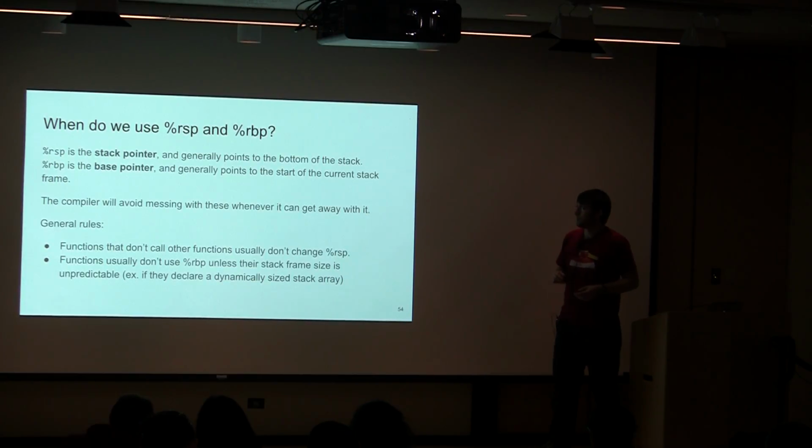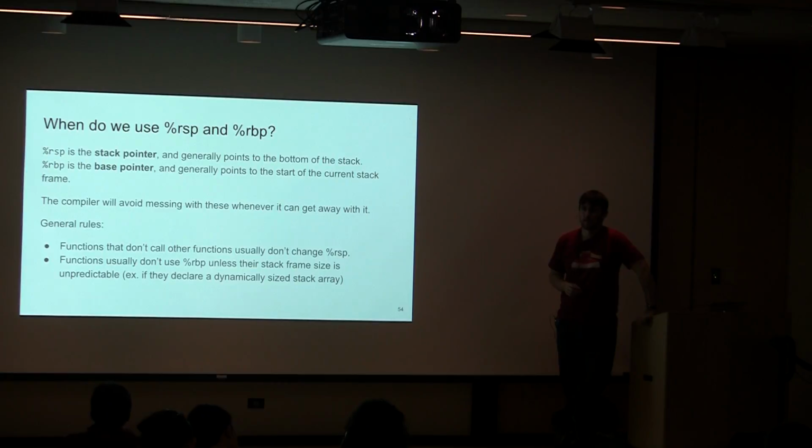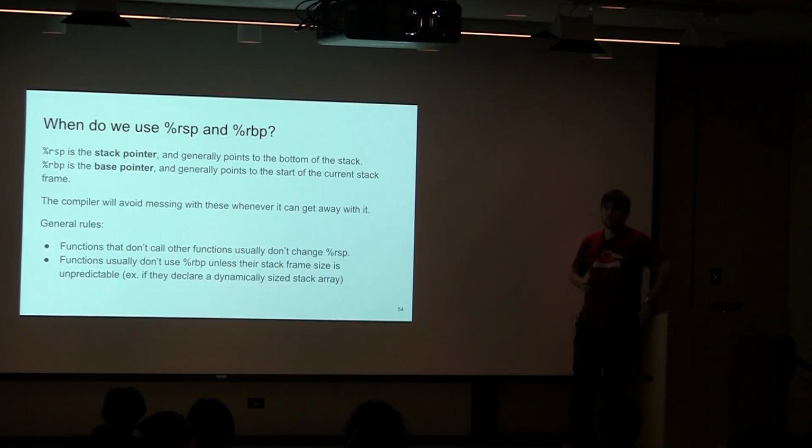And then RBP, similarly, most functions don't need to use that either. The one case where RBP matters is if the size of the stack frame isn't known in advance. So most functions will have a fixed size stack frame, like you'll know at compile time, this function needs 5 variables and they're going to take up 32 bytes, something like that. Then there's no reason to have RSP and RBP both updated, because if you need the beginning, you can always just use RSP plus 32, because you know exactly how big the frame is.